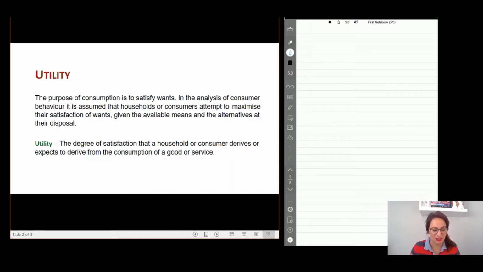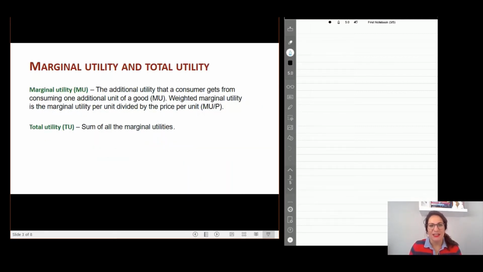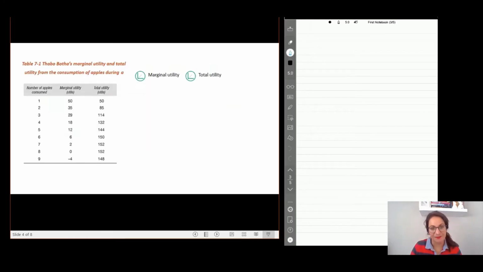So that's what utility is. It measures your satisfaction. Now, utility can be expressed in two ways also. You can get your marginal utility and your total utility. Now, marginal utility is that one additional piece of chocolate that you gain, that additional utility that you gain eating that extra block of chocolate. Where total utility is the sum of all your marginal utilities.